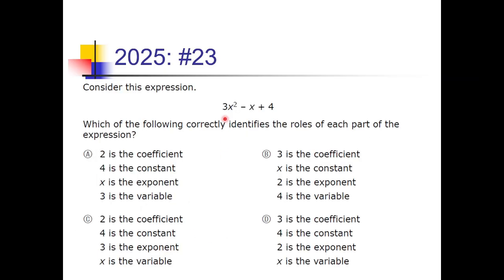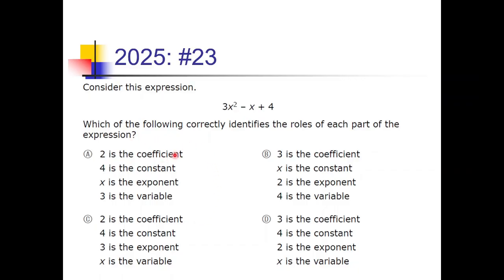For this problem, they're giving us the expression 3x squared minus x plus 4, and they basically want us to sort out what's the coefficient, the constant, the exponent, and the variable. Just kind of knowing what these words mean. So we're going to go through each answer choice, and we'll just keep going until we can eliminate it or everything checks out. So for choice A, they're saying 2 is the coefficient.